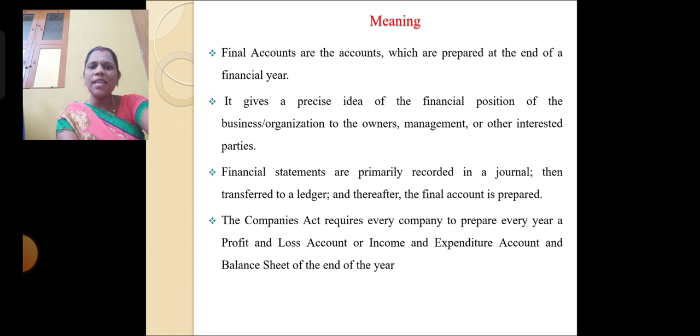The financial transactions are generally recorded first in the journal, then transferred to the ledger, and thereafter the final accounts are prepared. The Companies Act requires every company to prepare every year a profit and loss account or income and expenditure account and a balance sheet at the end of the accounting financial period.